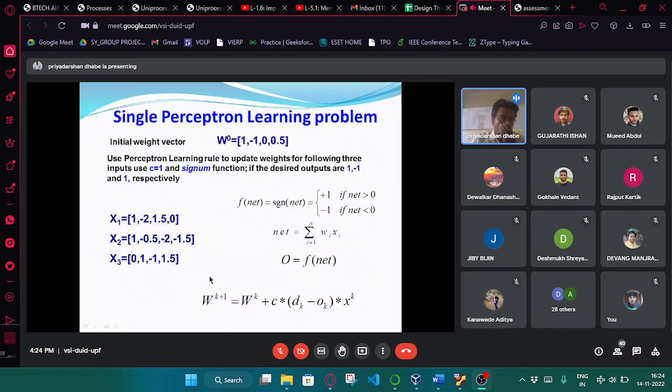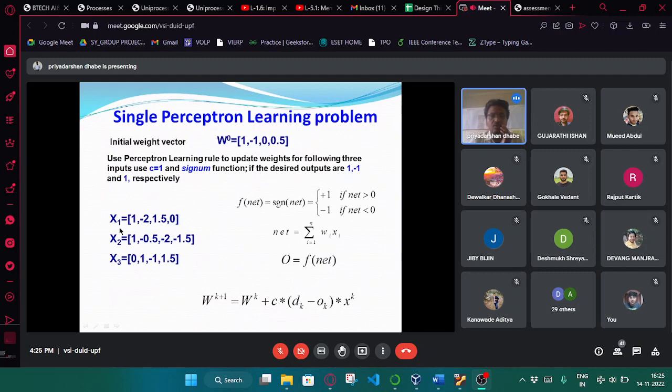This is the problem that we should solve with the help of single perceptron learning. We need to write code corresponding to this. It is very easy, very trivial. Assume that we are using the initial weight vector W0, containing 1, minus 1, 0, 0.5. These are the four components. Use the perceptron learning rule to update the weights for the following three inputs. C is equal to 1, that is, the learning constant is 1. We have to use the signum function as the activation function, and the desired outputs are given as 1, minus 1, 1.